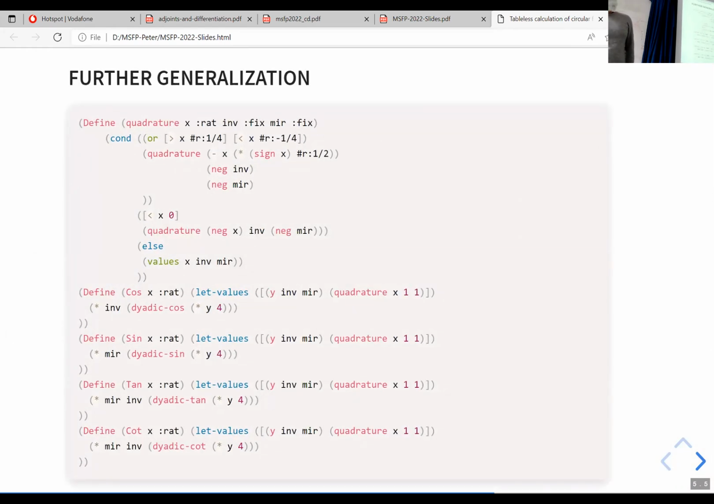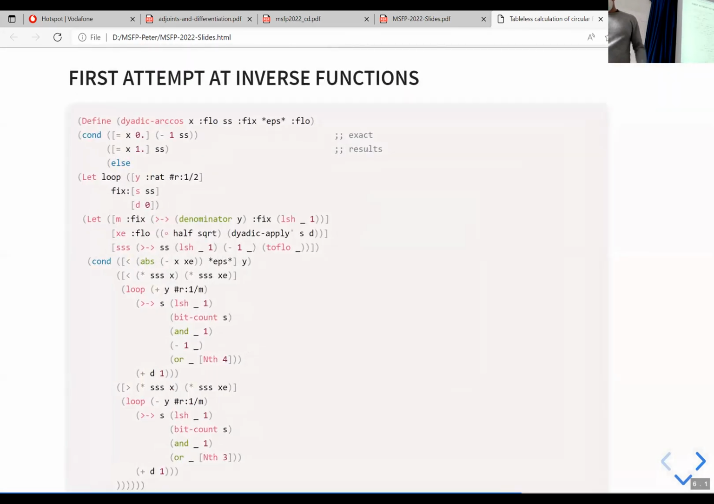So that's a simple generalization that extends the domain to the whole reals, basically, or rationals, I should say, dyadic rational. And yeah, let's look at how I implemented inverse functions. Well, of course, the function is monotonic here, so we can just do binary search here as well. And this was the first, let's say, naive attempt to do it. So basically, just calculate the target value here by applying the previous slides, and just search for it.